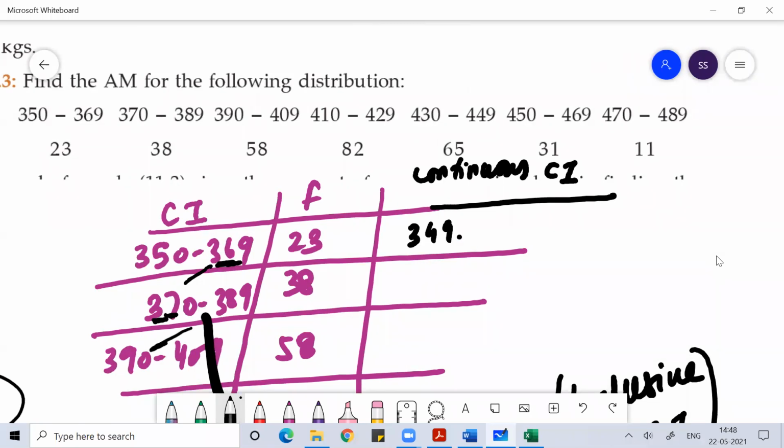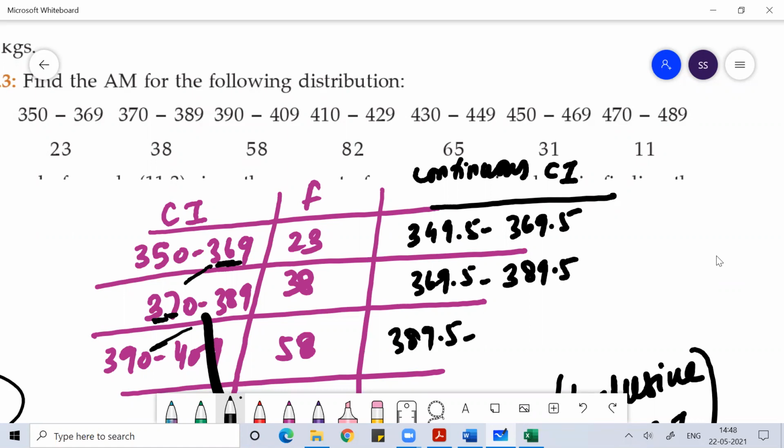So you'll get 349.5 to 369.5, then 369.5 to 389.5, and then 389.5 to 409.5. Like this you have to do. You have to make the class interval continuous.